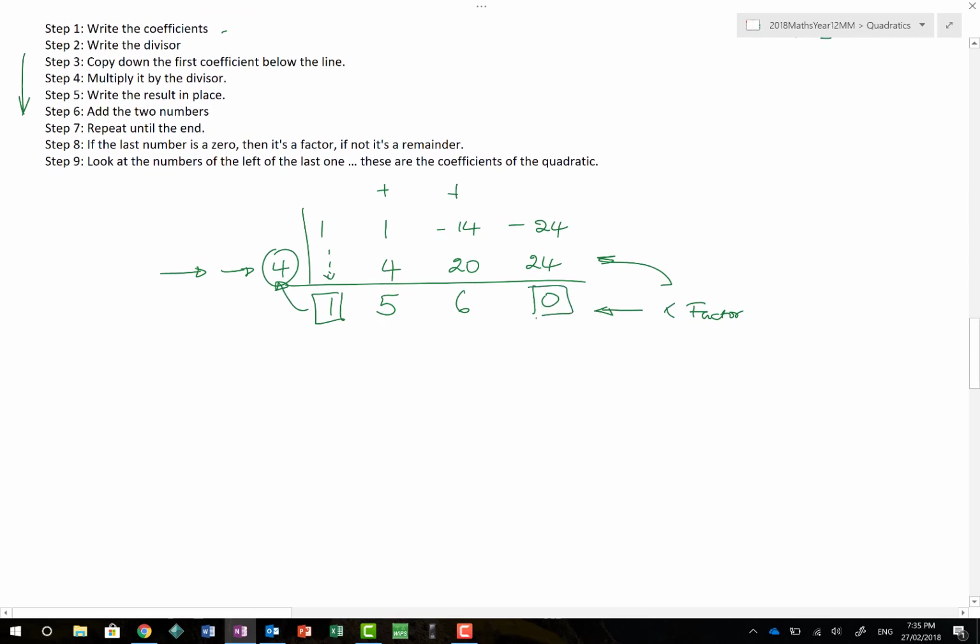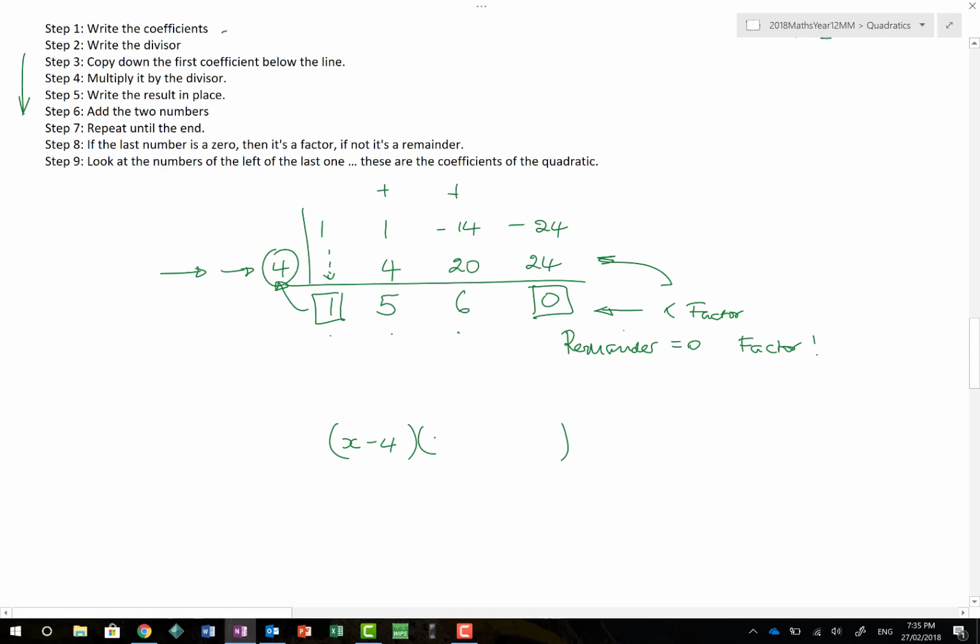Well, this last value here is always our remainder. And in a moment, we'll come back to something called the remainder theorem. Now, because our remainder is equal to 0, we know that x minus 4, or x equals 4, is a factor, which is good because we already knew that. But what do these 1, 5, and 6 mean? Well, interestingly, that is the next part of our quadratic.